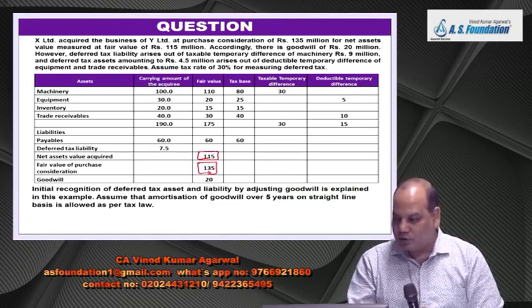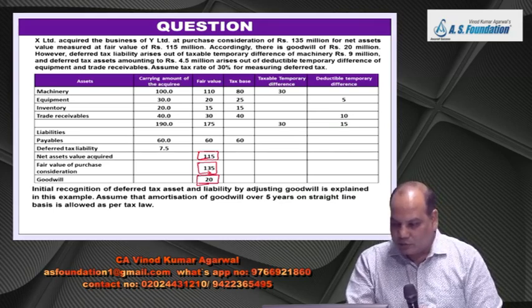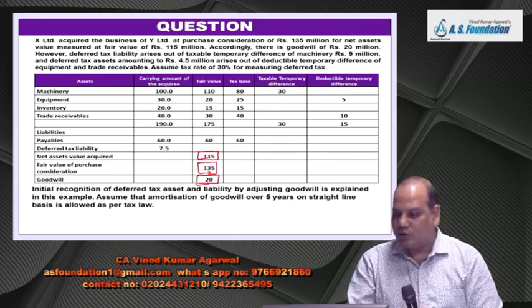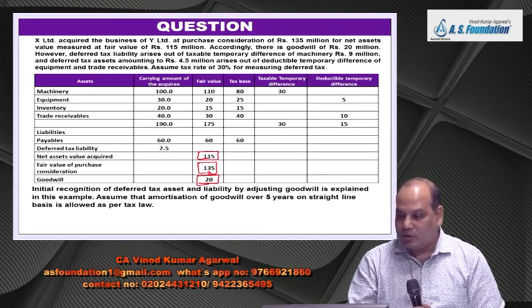Accordingly, there is a goodwill of 20 million but that is before considering the deferred tax accounting. However, deferred tax liability arising out of taxable temporary difference on machinery is rupees 9 million, and deferred tax asset amounting to 4.5 million arises out of deductible temporary difference of equipment and trade receivable.